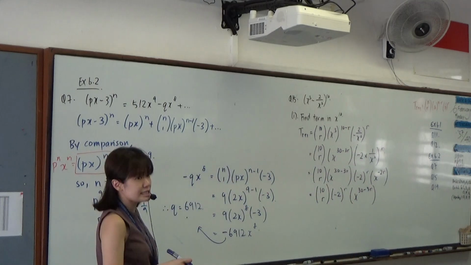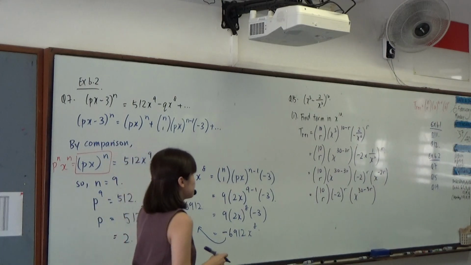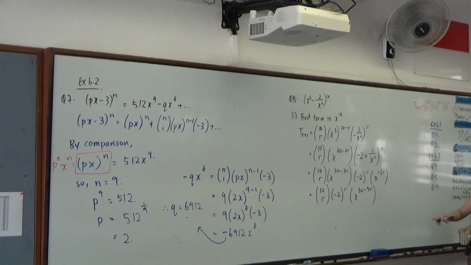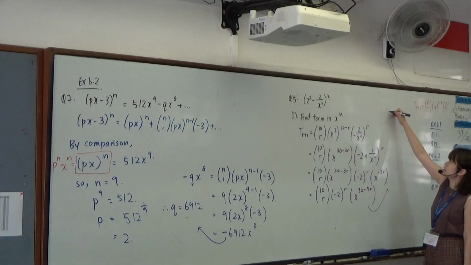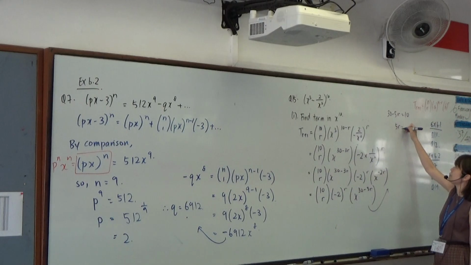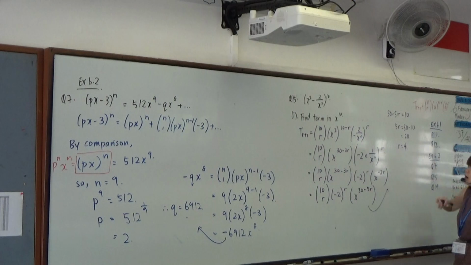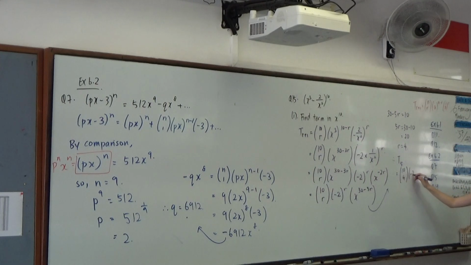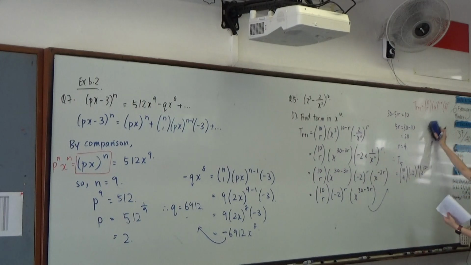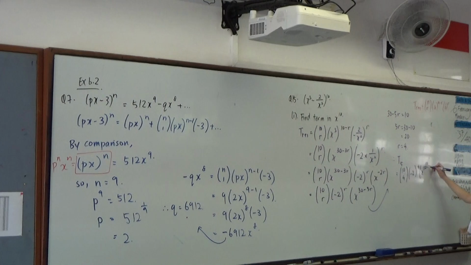Okay? You need to simplify it to this extent first before you can proceed to actually solve the question. Alright? So, the term in x to the power of 10 would mean that 30 minus 5r equals to 10. So r is equals to 4. Okay? So therefore, the term that we're looking to find is the fifth term. Minus away 5 times 4. And that will give us 3360 x to the power of 10. Okay?